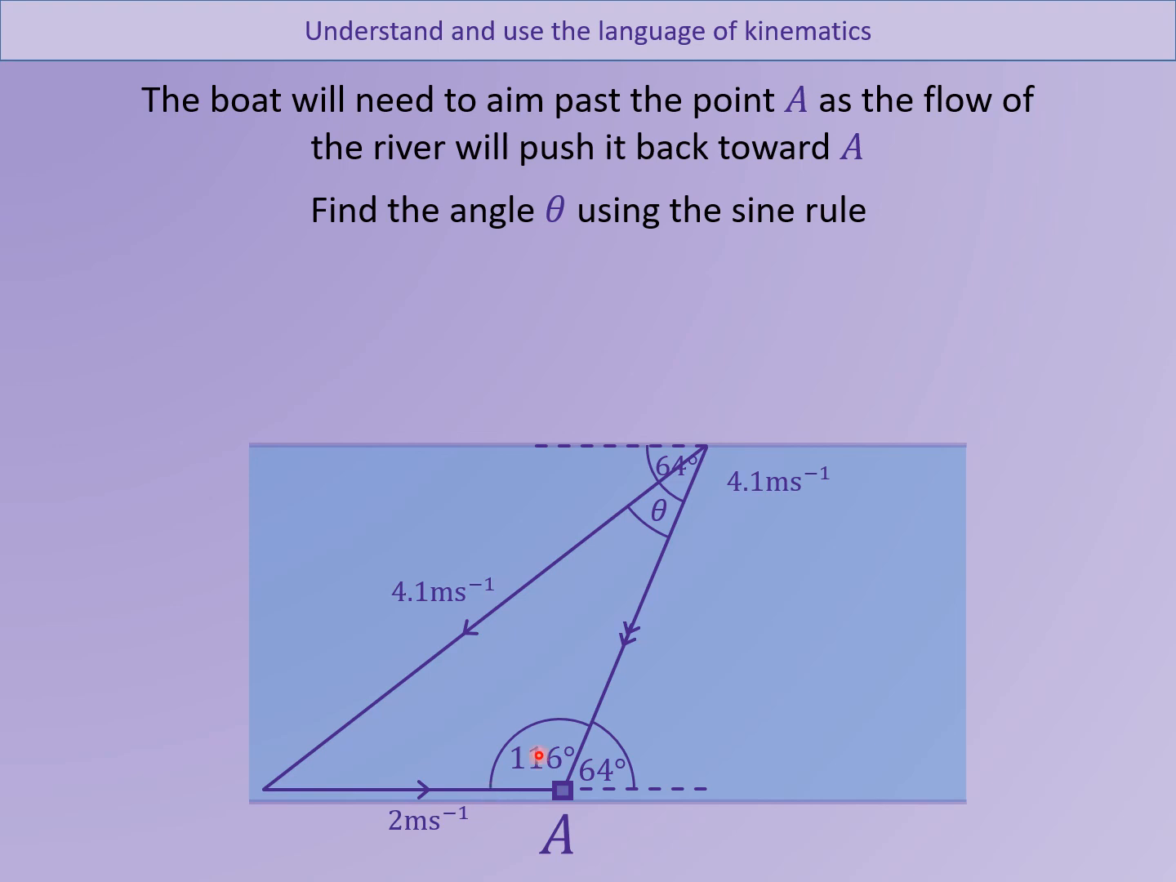We can now use the sine rule as we have two pairs of angles opposite sides. Here we have sine theta over 2 equals sine 116 over 4.1. We can then rearrange this to give us theta equals 26 degrees.